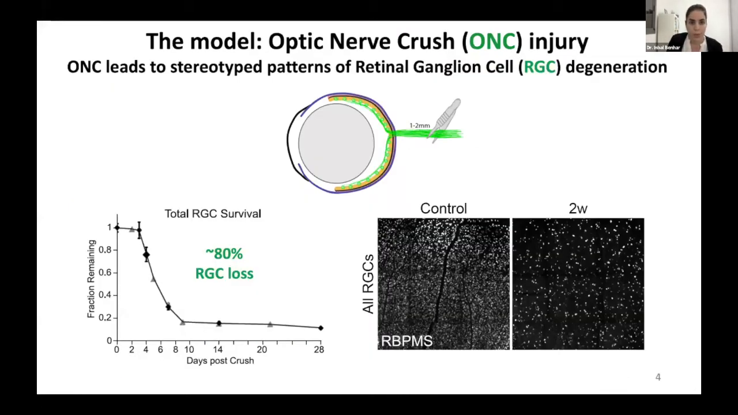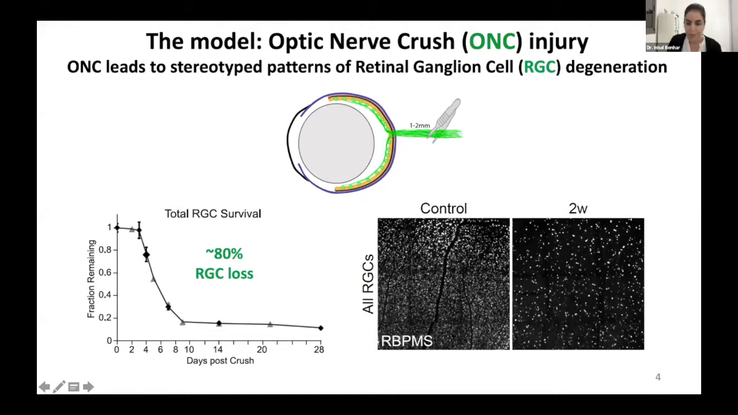The model we've been working with is that of optic nerve crush injury in the mouse. This is a well-established model of CNS degeneration and regeneration, in which crushing the axons of the optic nerve results in extensive death of retinal ganglion cells, these neurons in the inner retina. Within 2 weeks, about 80% of these cells are lost. You can also appreciate this here in this whole mount staining of a mouse retina with a retinal ganglion cell specific marker.